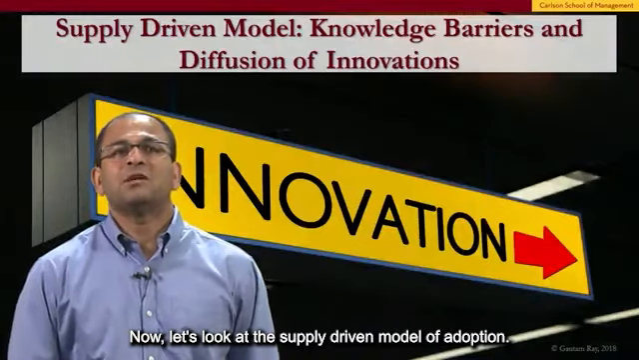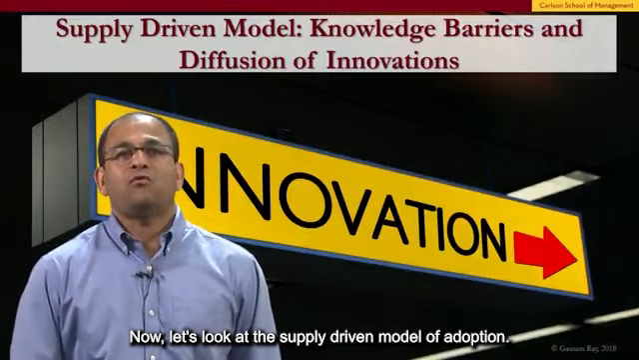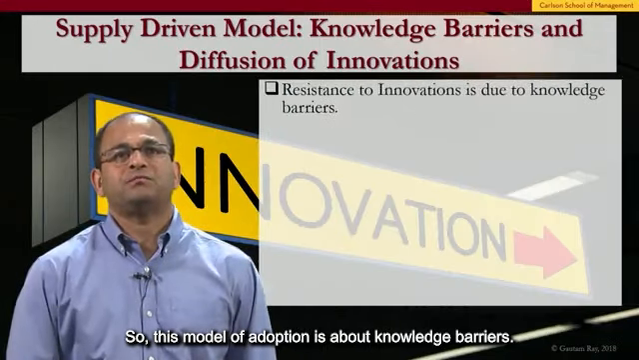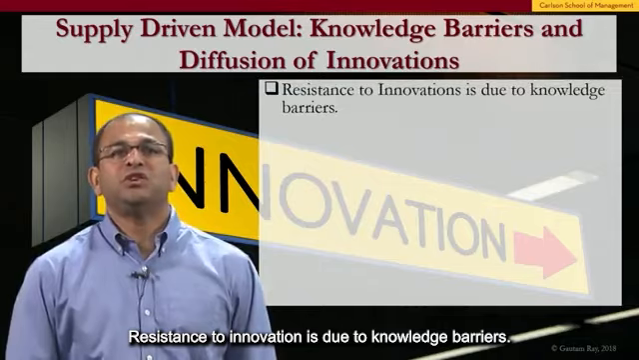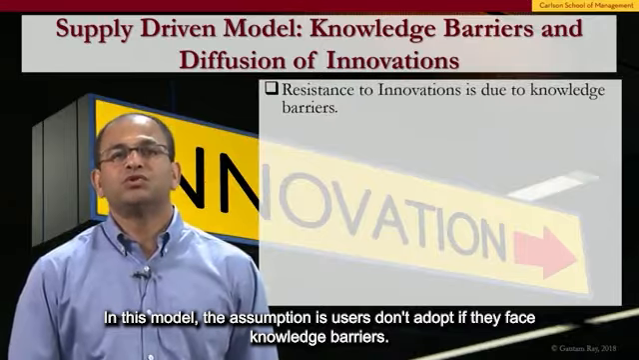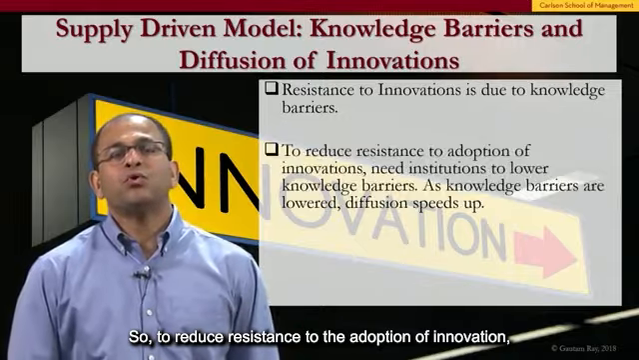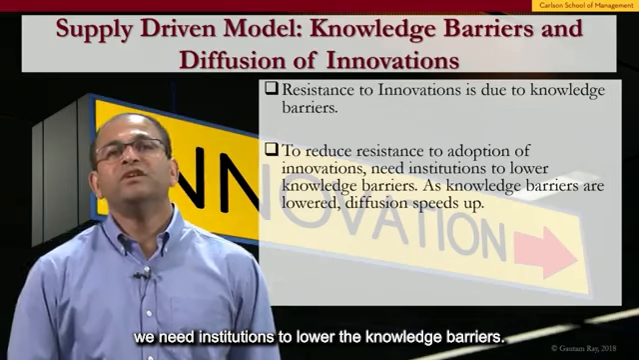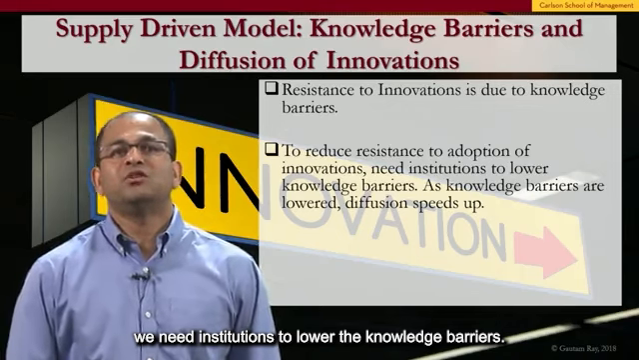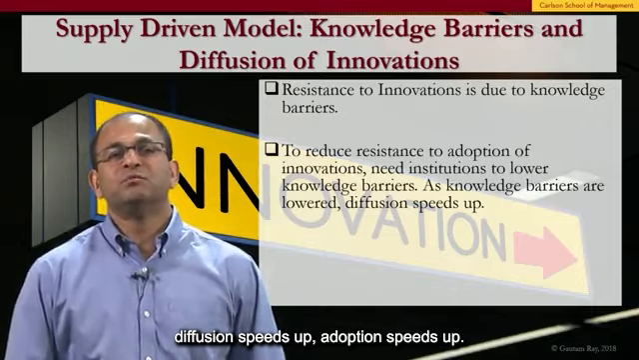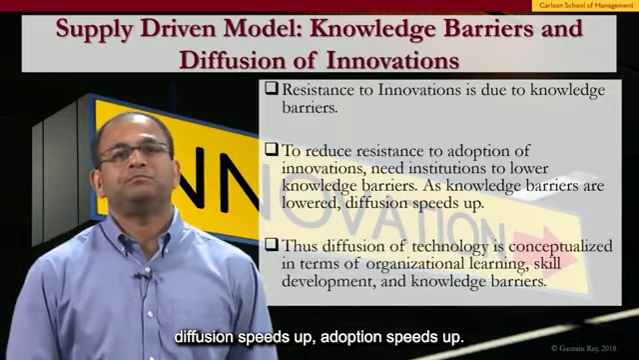Now let's look at the supply-driven model of adoption. So this model of adoption is about knowledge barriers. Resistance to innovation is due to knowledge barriers. In this model, the assumption is users don't adopt if they face knowledge barriers. So to reduce resistance to the adoption of innovation, we need institutions to lower the knowledge barriers. As knowledge barriers are lowered, diffusion speeds up, adoption speeds up.